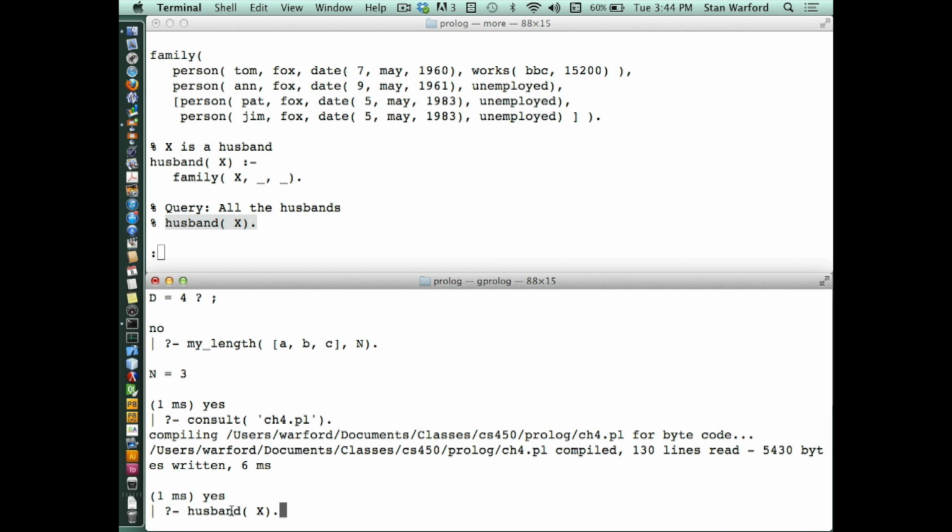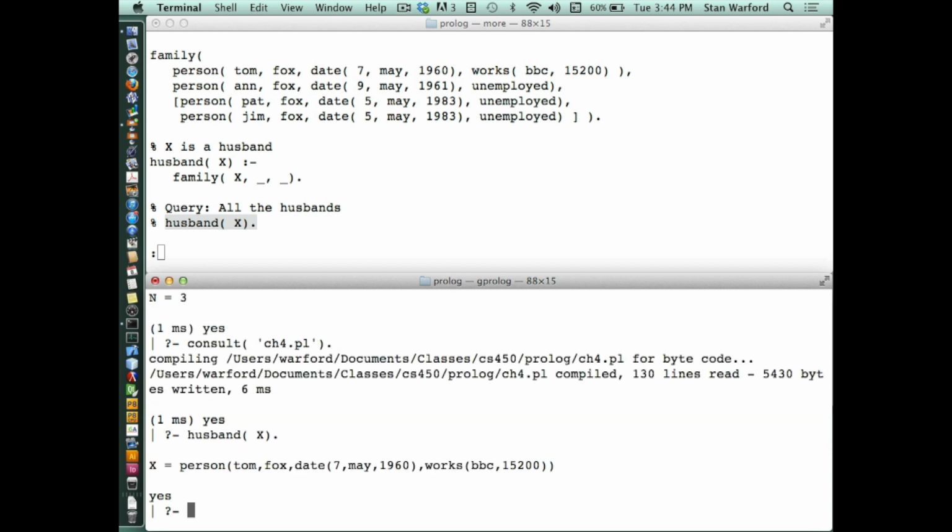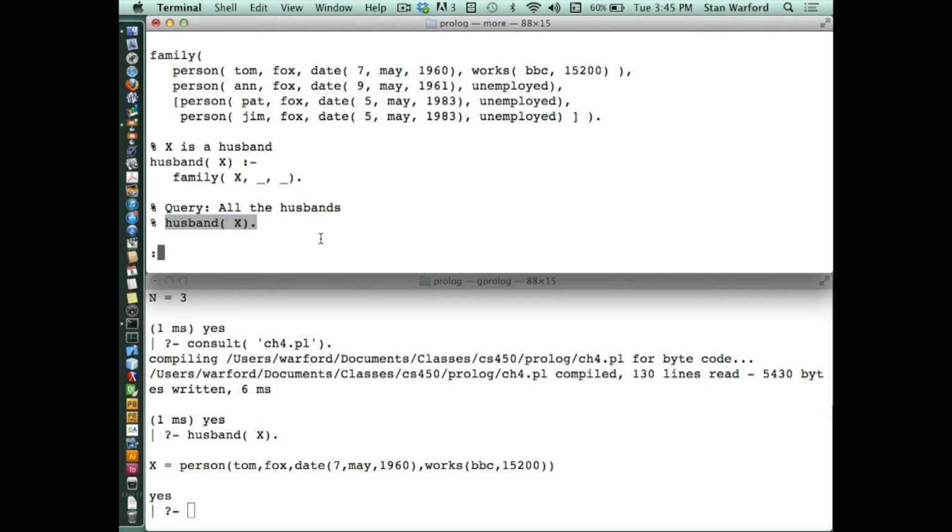Okay. So if I do husband X, what's going to come out? Because X will match what? The whole person. Are you with me? Now, does everybody see that? X is matching that whole person structure. Is everybody with me on this? Okay. And now, what's next?